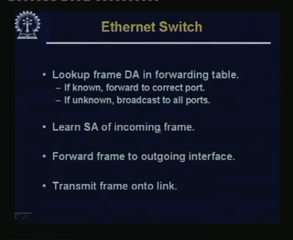Learn the source address of the incoming frame. One thing it has learned from this frame, although maybe the destination address was unknown, is the source address. That means the source address came through this particular incoming link. So, the node having this particular address must be connected to this port, so that later on if this node comes as a destination, it knows where to send it. Then, forward the frame to the outgoing interface, and transmit the frame onto the link. So, these are the various functions of an Ethernet switch.